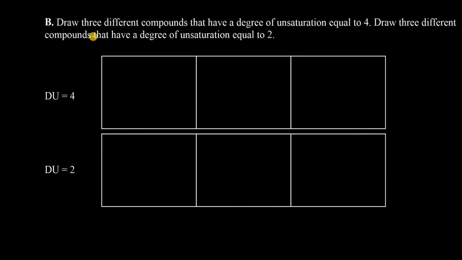So let's try this problem. We need to draw 3 distinct compounds that have a degree of unsaturation equal to 4 and 2. So let's start with 4. We just talked about one example, benzene, which looks like this. Benzene has 3 pi bonds in conjugation, which means it has 3 points of unsaturation regarding just the pi bonds. If you add in the ring structure, benzene actually has a degree of unsaturation equal to 4.